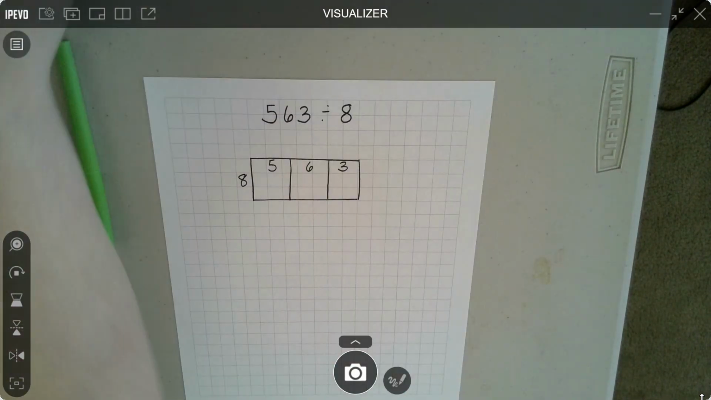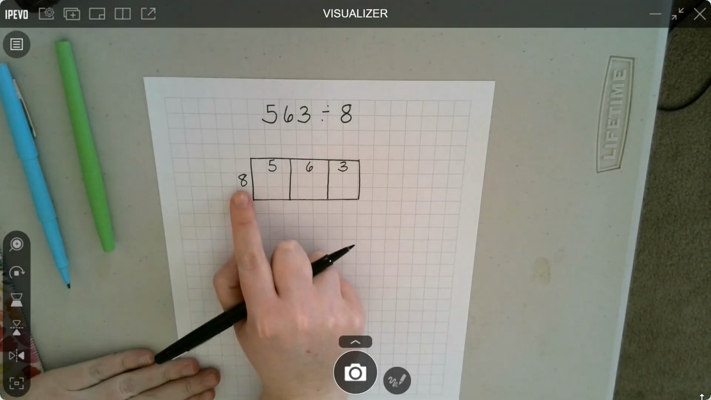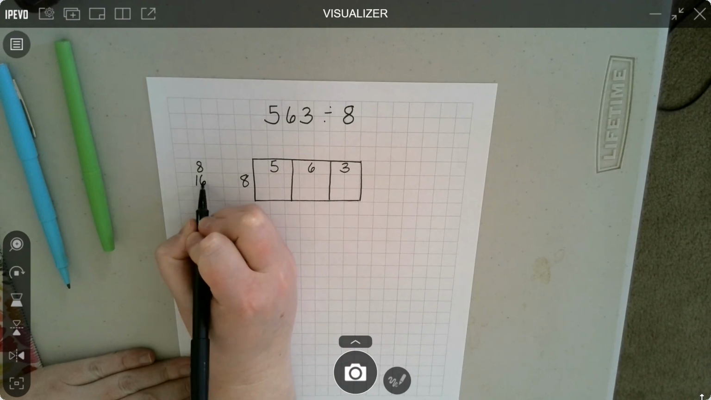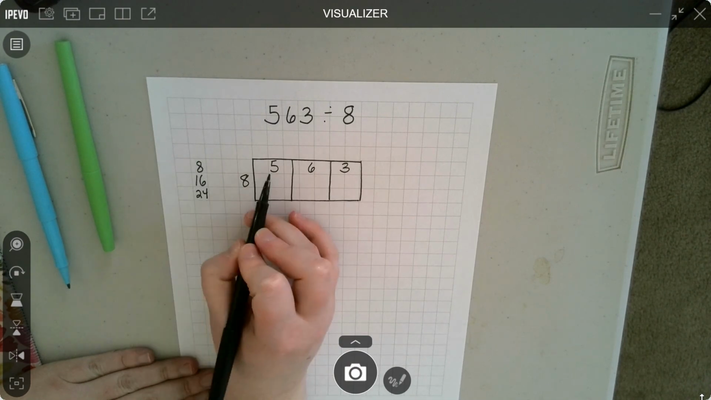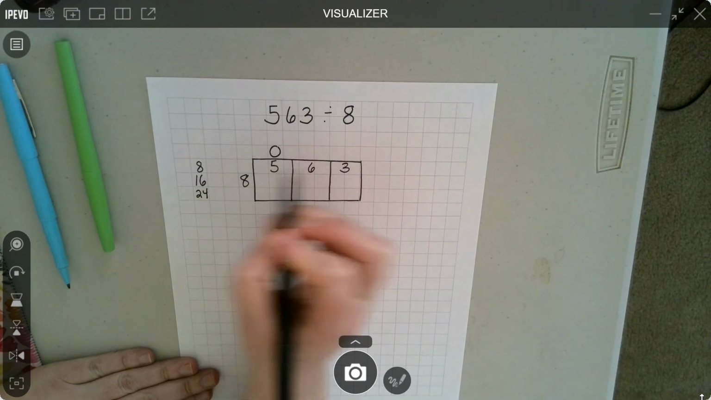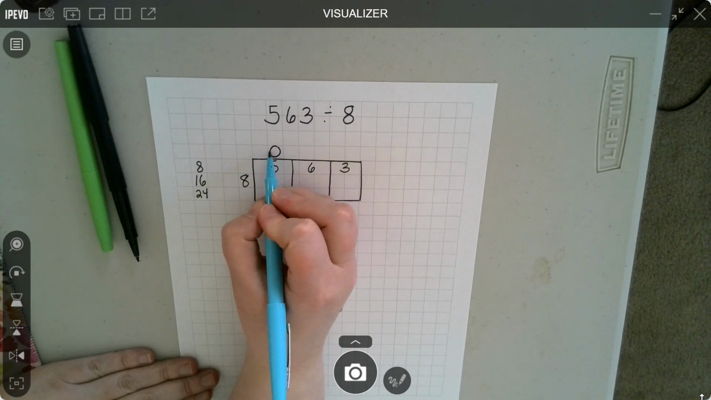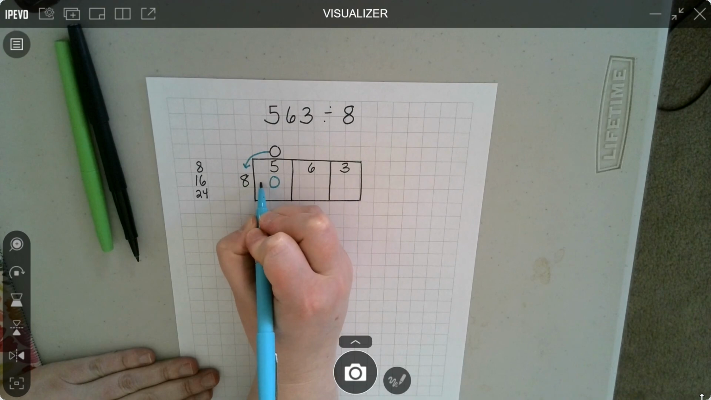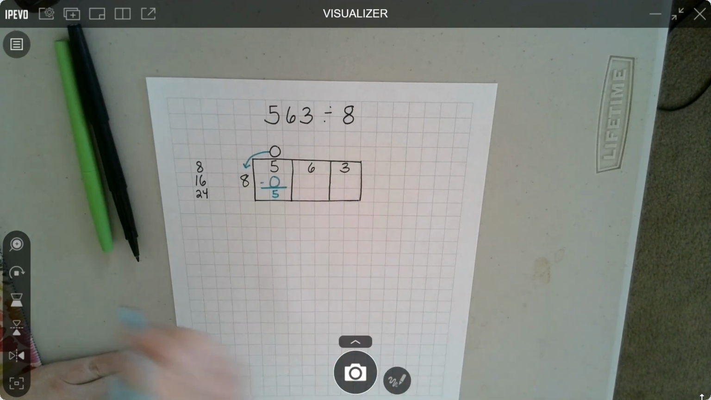All right, let's go over this one now. How many times can 8 go into 5? Well, when I look at my multiples of 8, I immediately see that even the first multiple of 8 is over 5. So I'm going to have to put something here. I'm going to put a 0 because even the first multiple of 8 is too much. So 0 times 8 is 0. Subtract that out. That leaves me with 5.